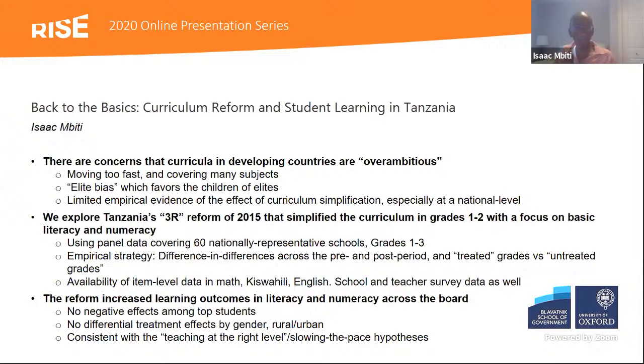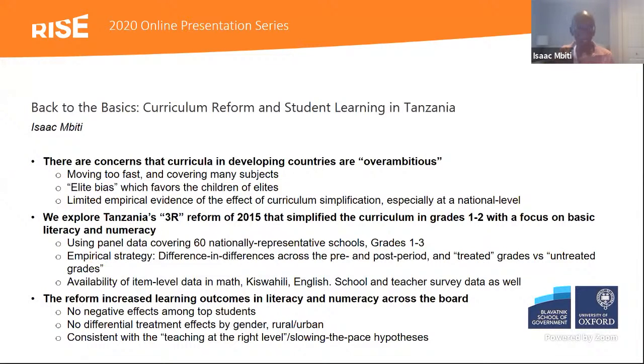And so what we do here, at least in this first part which I want to just discuss, is we're going to use data from 60 schools, which were part of a different study that we were conducting over this time period. So it's a nationally representative sample. We're going to look at grades 1, 2, 3, and we're going to use a difference in difference approach, where we're going to think of grade 1 and 2 as a treated group and grade 3 as the control group.